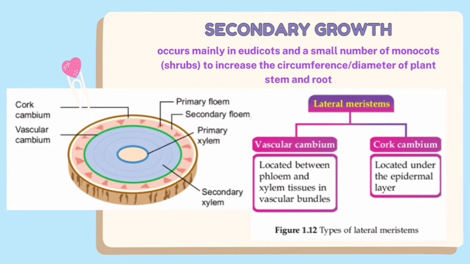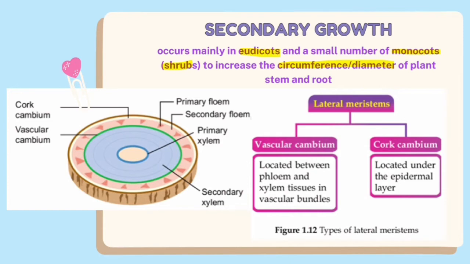Now, let's take a look at secondary growth. Secondary growth occurs mainly in eudicots and small number of monocots, like shrubs. Secondary growth is to increase the circumference and diameter of a plant stem and root.